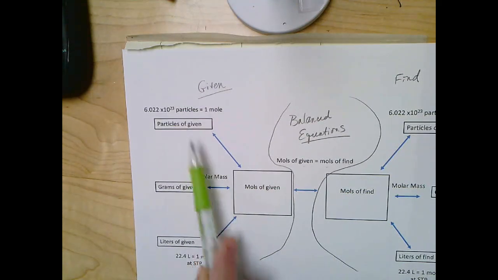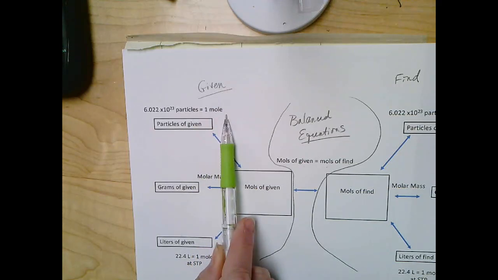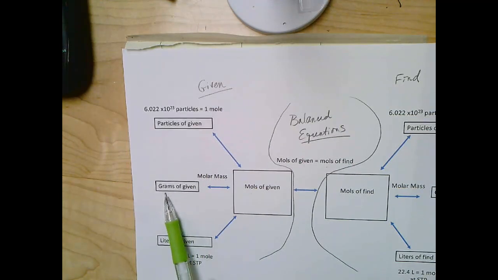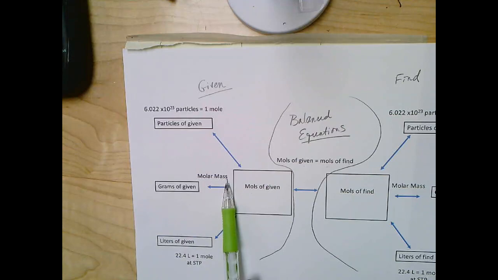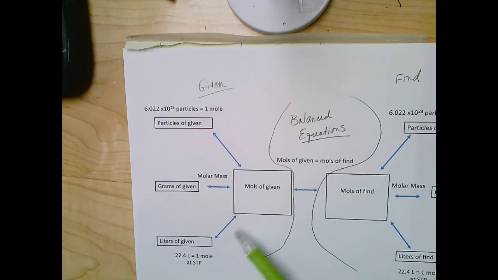So if you're going from particles to moles, you would use Avogadro's number. If you're given grams to go to moles, you would use molar mass. If you're given liters, then you would use the 22.4 liters equals 1 mole at STP. And I will never give you anything but STP to go to moles.